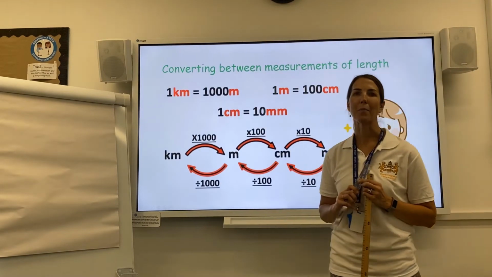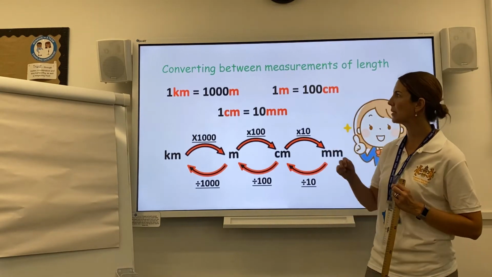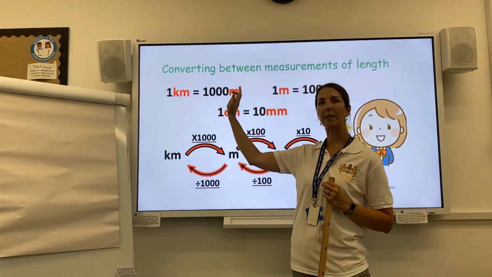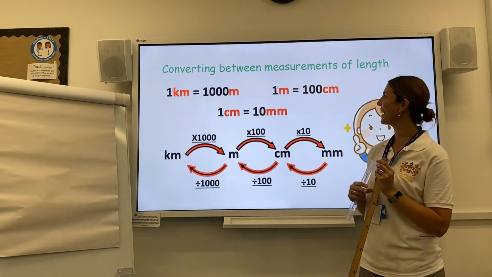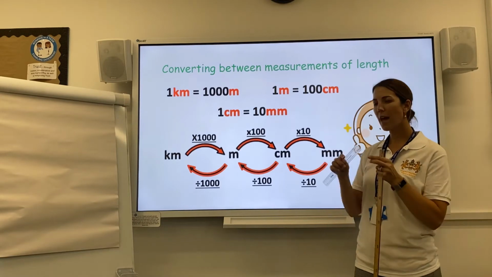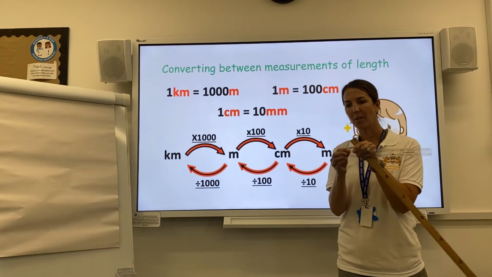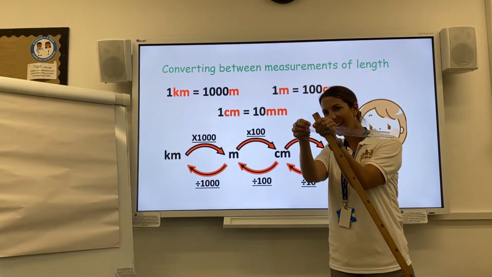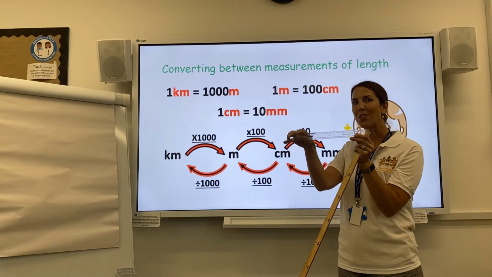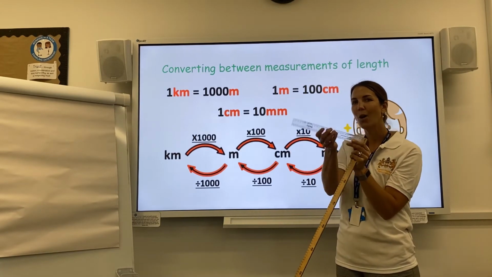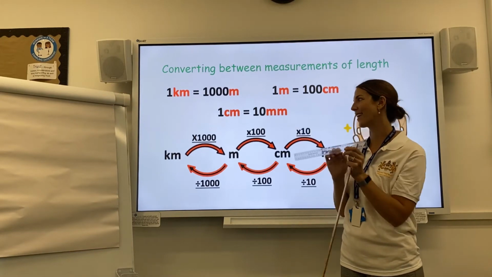Now this diagram is going to be very important in your learning today, so make a note of these measures. For every kilometer, I get 1,000 meters. For every 1 meter, I get 100 centimeters. And for every 1 tiny centimeter, I get 10 millimeters. So there's going to be 30 centimeters in here or 300 millimeters on the other side.